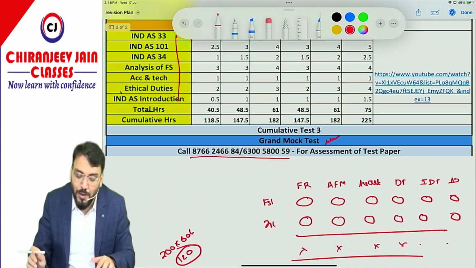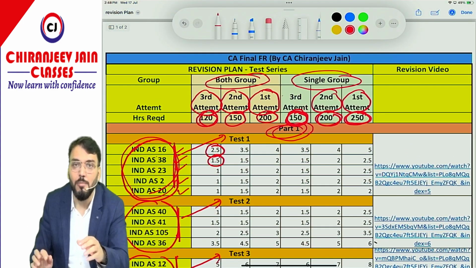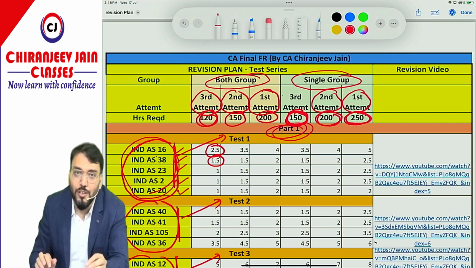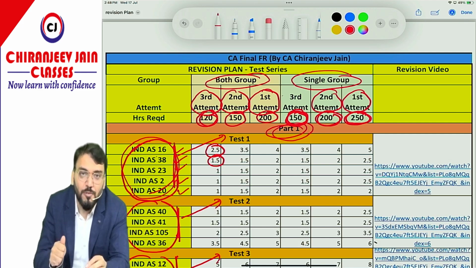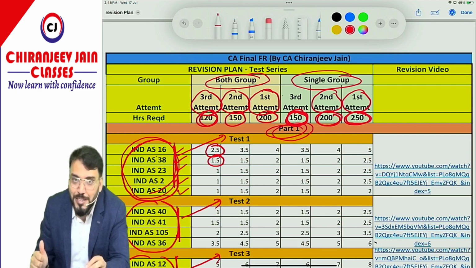I hope whatever I have said you have understood. All the queries have been resolved, and this is definitely going to help you. Am I right or not? Just comment in the comment box whether this plan will help you or not, whether you are happy with this plan or not, and whether you are committed to this plan or not. If you are committed, just write down a big yes. Yes, I will follow this, and this time we are going to become CA.